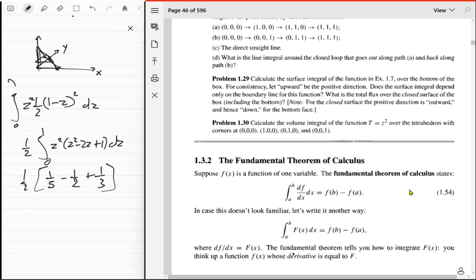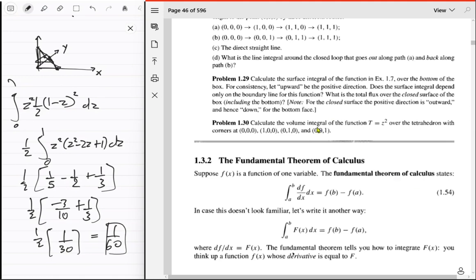Which is what? 1 upon 2, then you've got 1 upon 5 minus 1, whatever. 2 minus 5 is just negative 3 upon 10, plus 1 upon 3. This is the half of, you've got negative 9 plus 10, which is 1 upon 30, so 1 upon 60 is the value. So that's this volume integral. Cool.